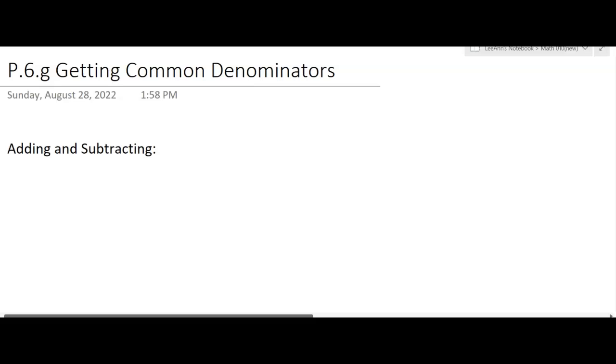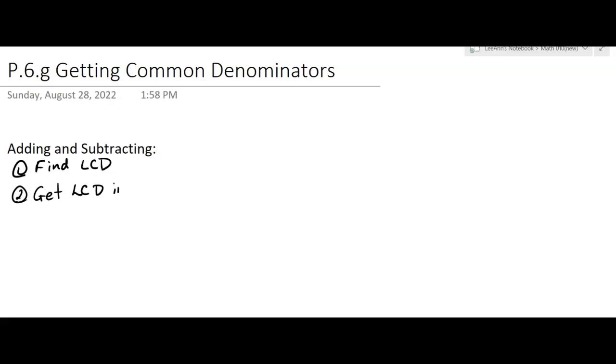Okay, so how are we going to add and subtract when the denominators are different? First, you have to find the LCD. Second, get the LCD in each, we could say add it in, but in each rational expression.